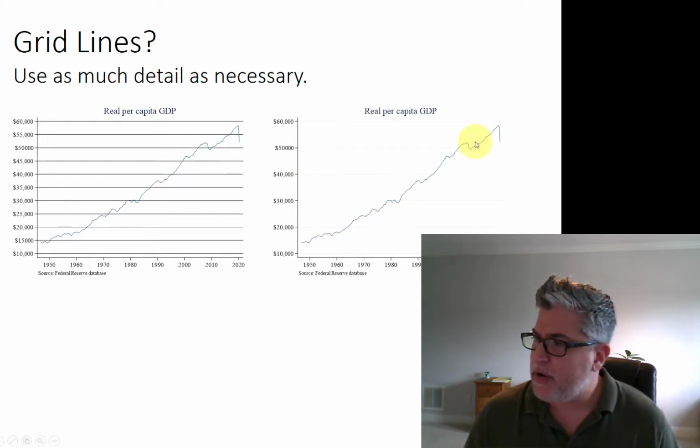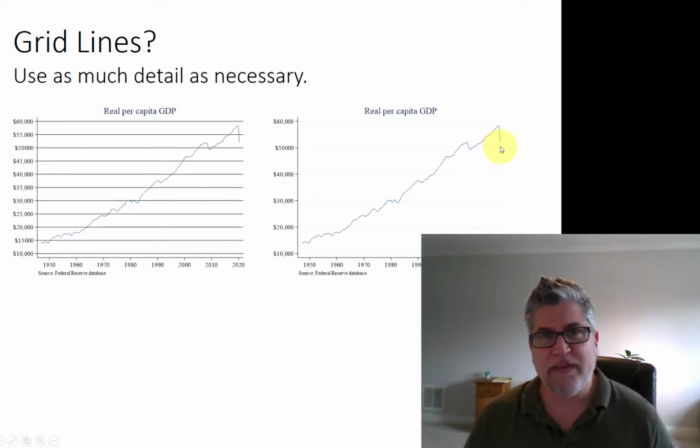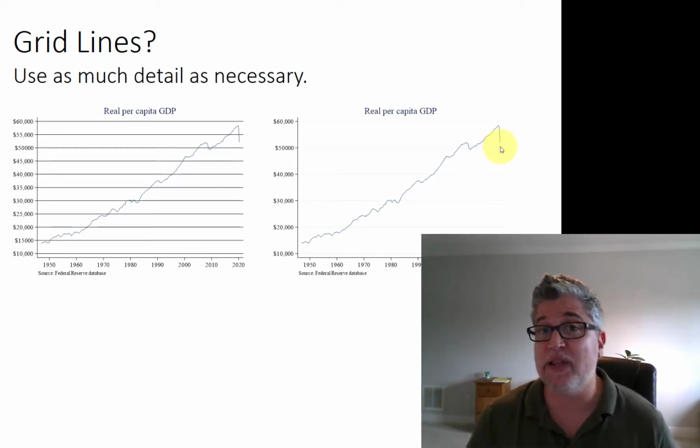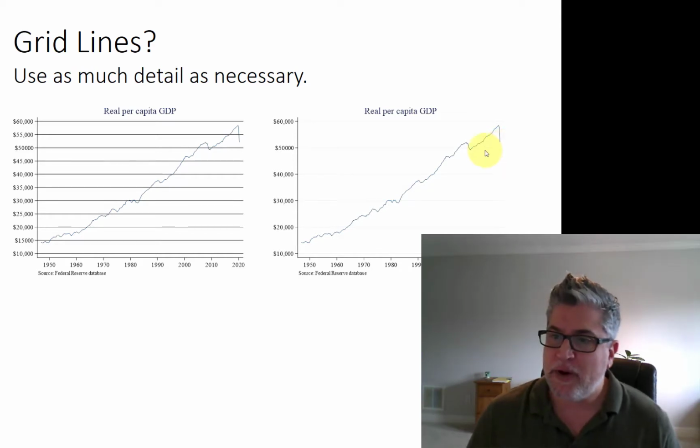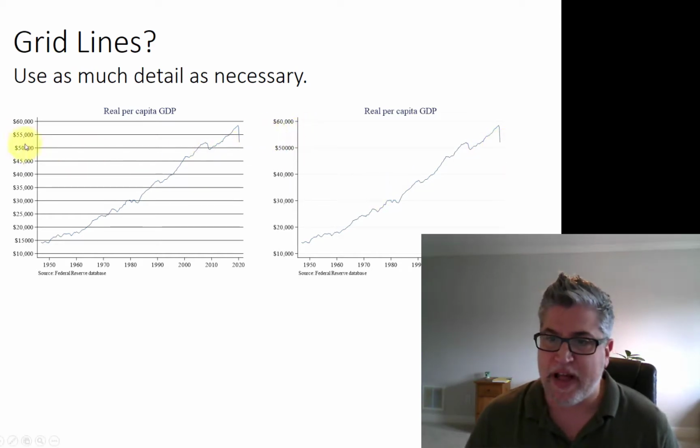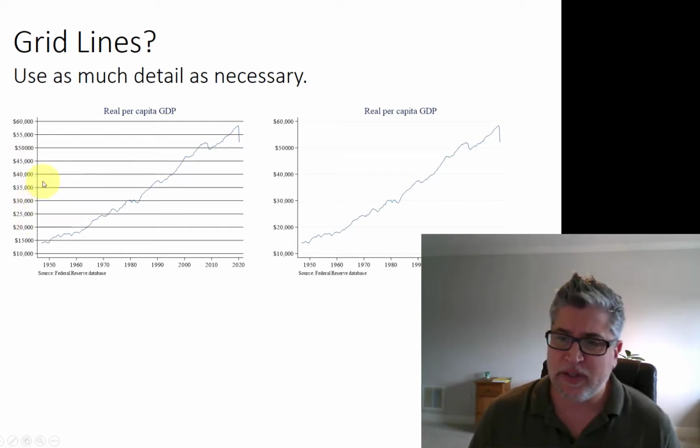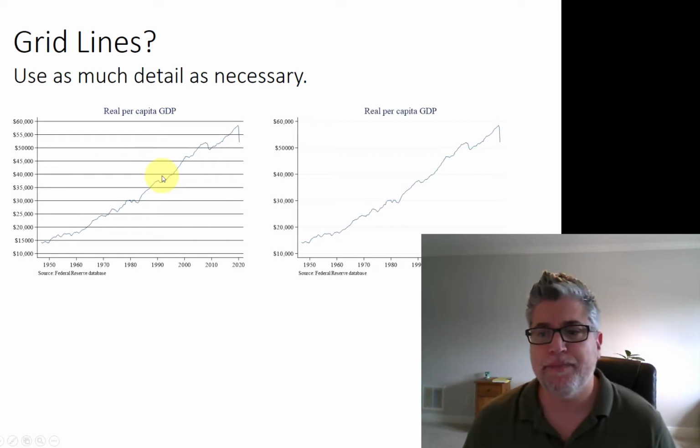So here, I like how you can tell it went from almost 60,000 down to almost 50,000. That gives us a sense of magnitude. So I like those numbers being there. But I don't really need to have all these intermediate values, the 55s, the 45s, and so forth. And I certainly don't need these lines to be that dark.